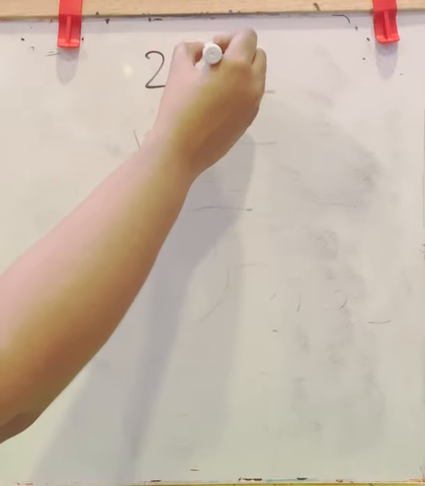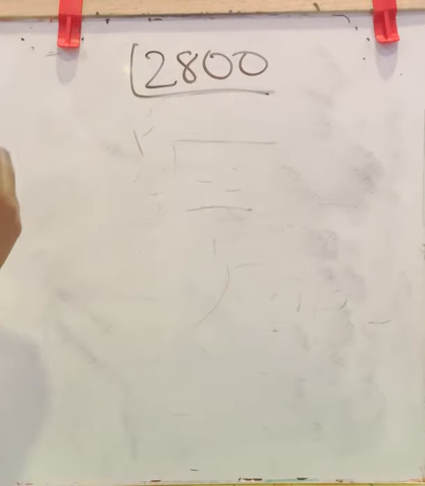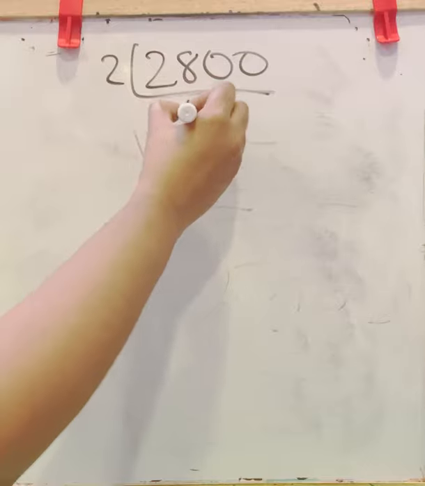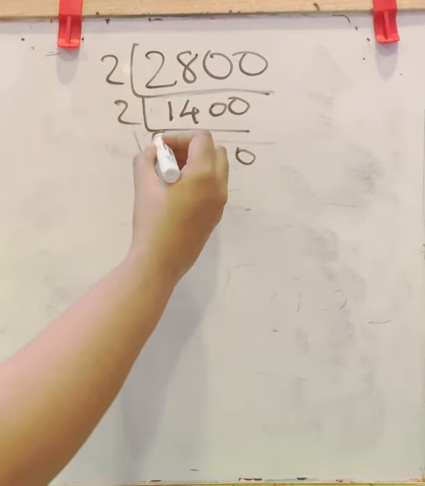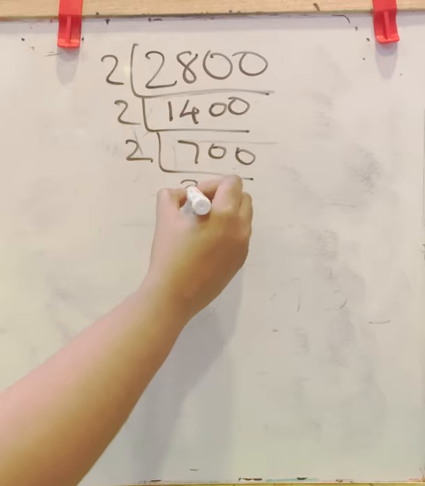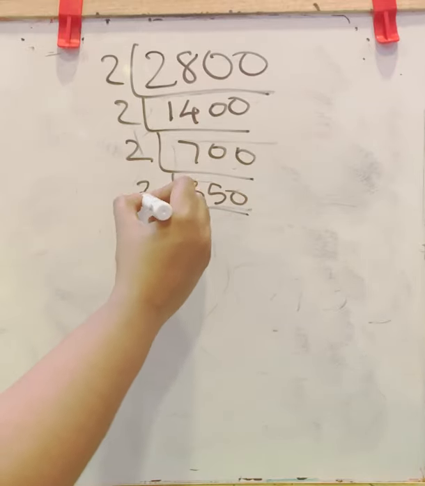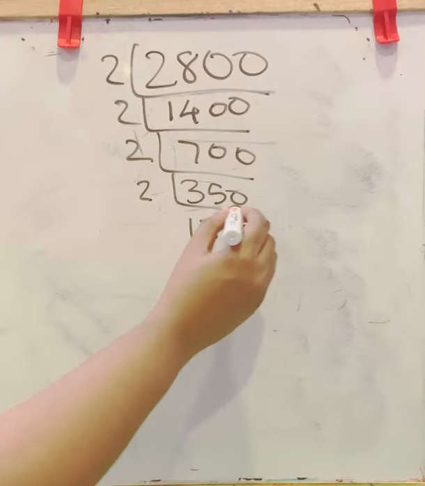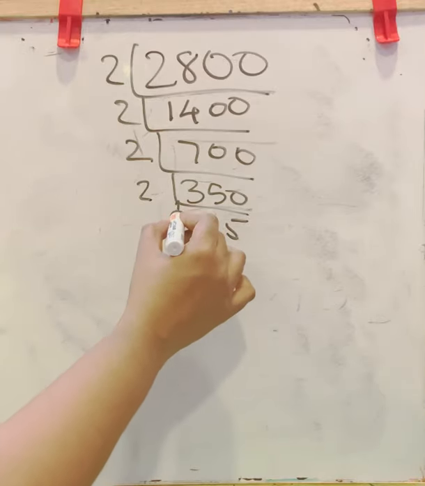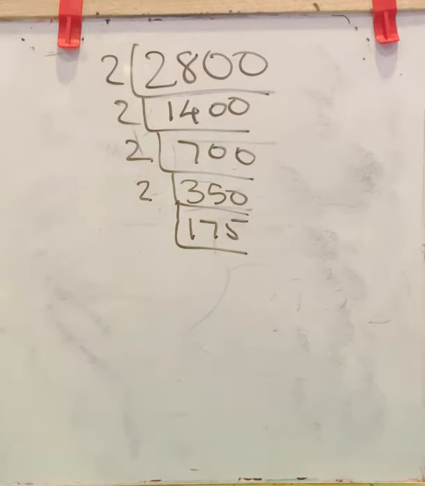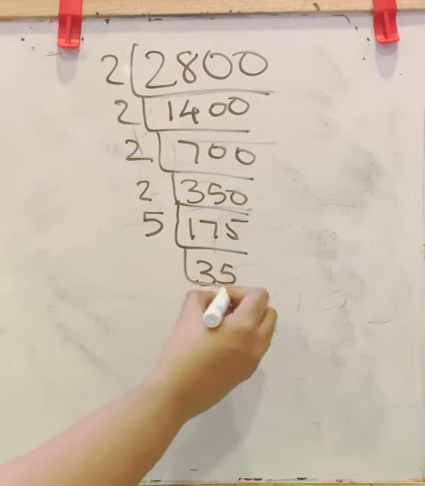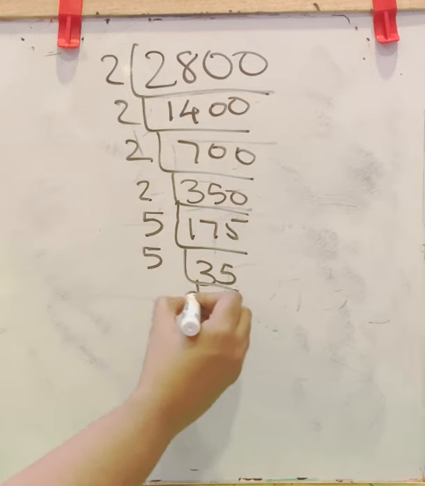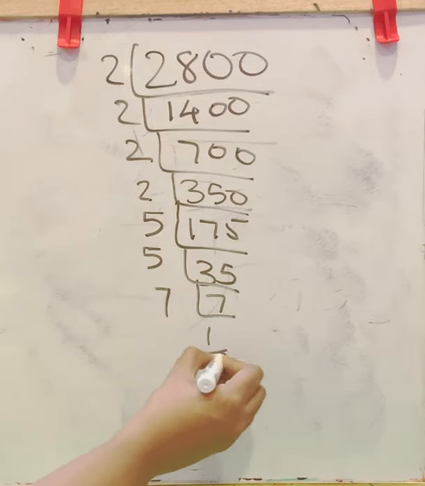Next question, 2800. This is not a perfect square. 1400, 700, 350, again 175. Now you can't proceed with 2. Next number, it is not divisible by 3, so next is 5. 5 7s are 35. Now again 7 1s are 7.